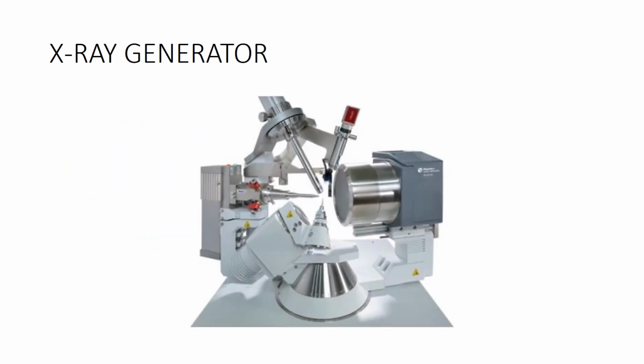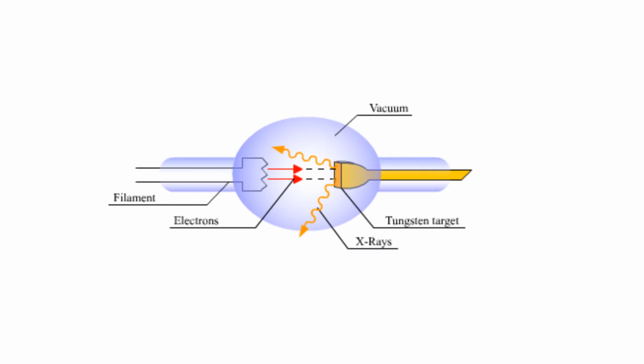Here is an X-ray generator and a zoomed-in version of the X-ray generator itself. Here is a picture of the inner workings of an X-ray generator. The filament produces a stream of electrons which are attracted to the tungsten target. As the electrons move to the target very quickly, their energy is released as X-rays.